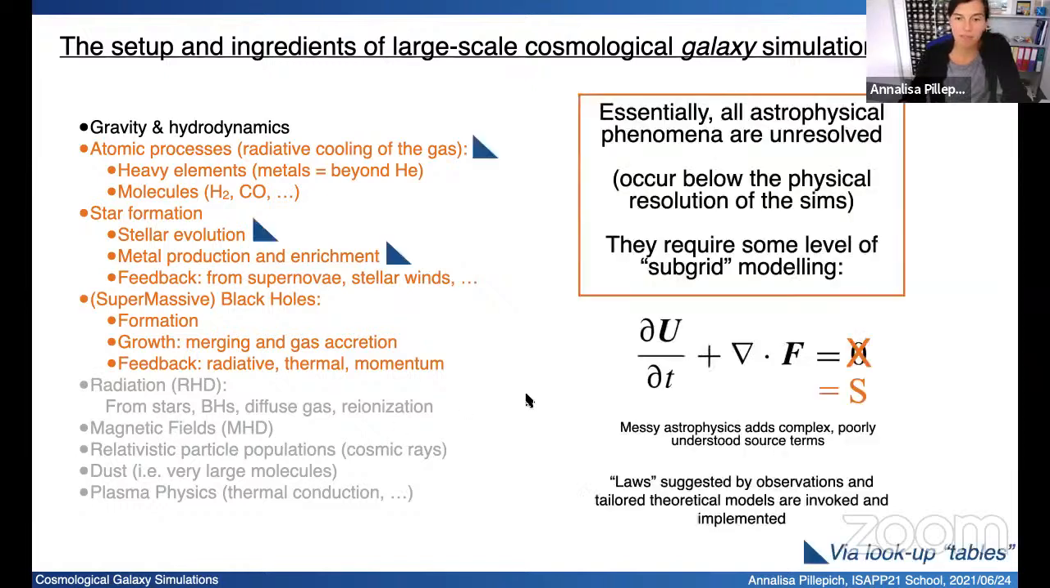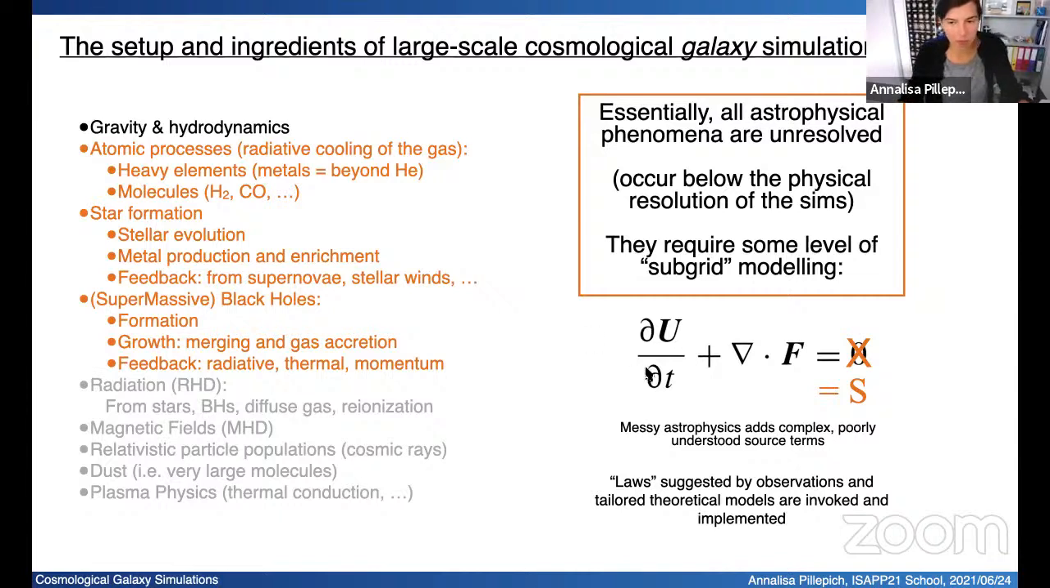Many of these processes, sorry, I went too far. Many of these processes are essential for astrophysics of galaxies. But as you can imagine, the atomic processes of course, but even the formation of stars and the explosion of supernovae, they all are unresolved in the kind of simulations that we can do nowadays. They occur below the physical resolution of the simulation. So say if you are doing a grid simulation, below the grid cell sizes.